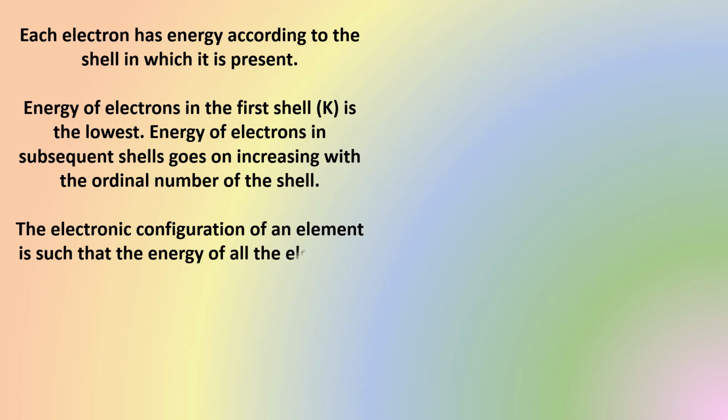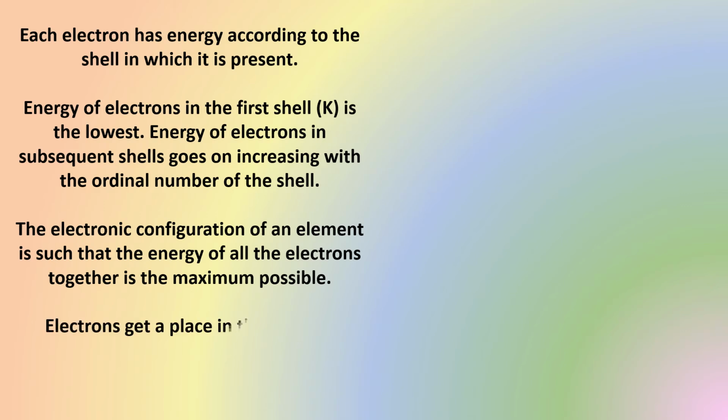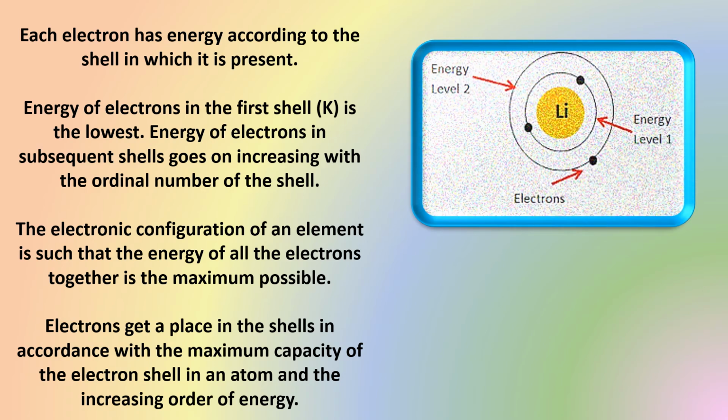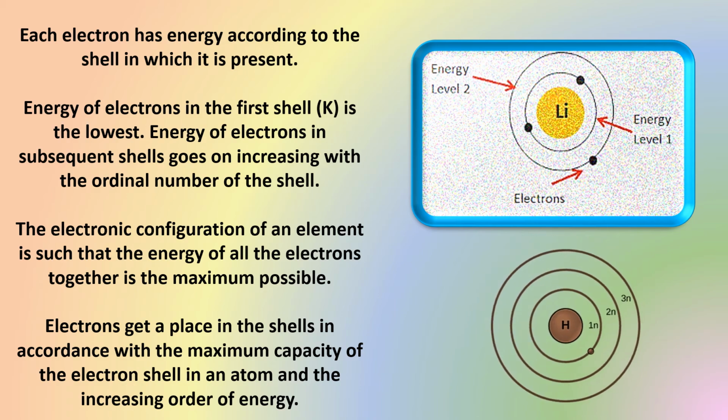The electronic configuration of an element is such that the energy of all the electrons together is the minimum possible. Electrons get a place in the shells in accordance with the maximum capacity of the electron shell in an atom and the increasing order of energy. Meaning, see, this is the first level of energy. This is the second level. When the places in the first two are filled, it goes to the next level, which has more energy, and then it goes to the next level. This is how we have the first shell, second shell, third shell.